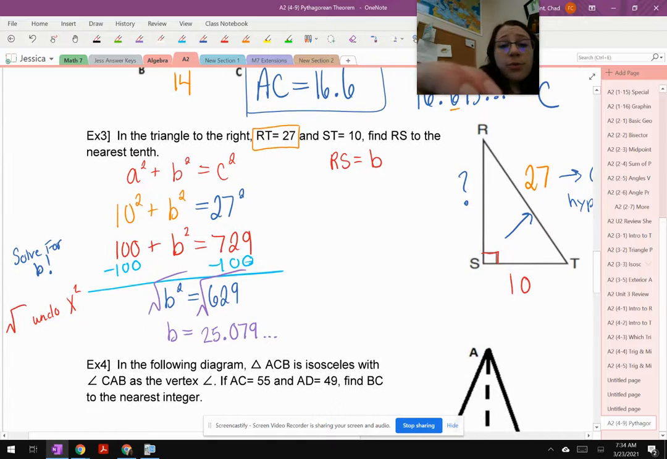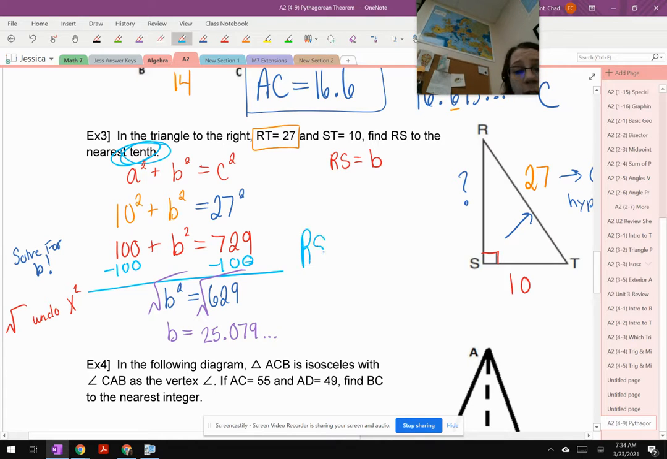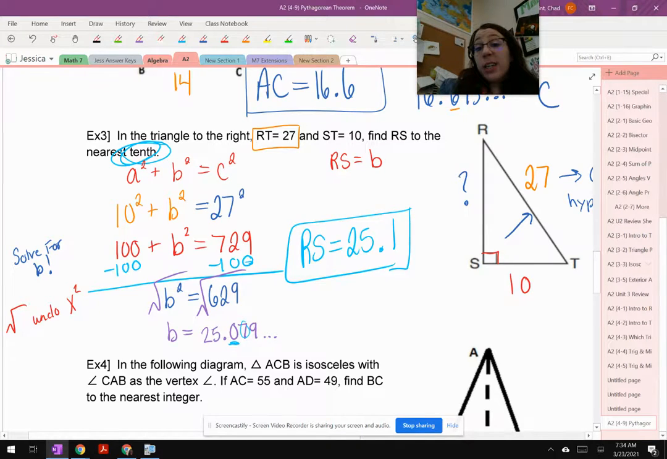All right, and they asked me to round to the nearest tenth. So RS is equal to 25. This is the tenths. The 7 tells me to go up. 25.1. Using that Pythagorean theorem.